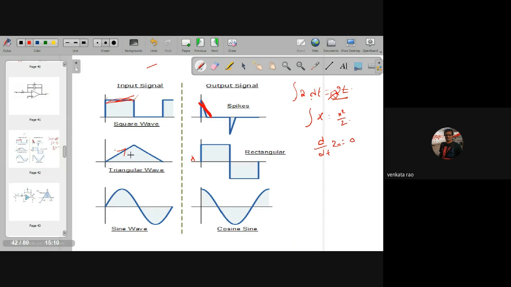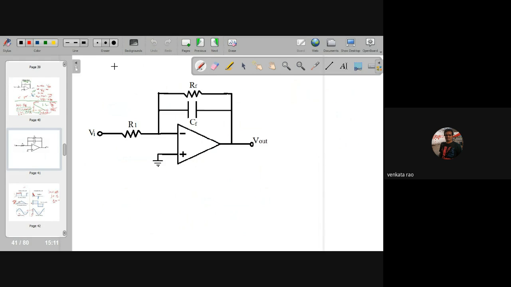This is the output for a differentiator. These are the waveforms for differentiator. This is for integrator. For sine, we have cosine. For sinusoidal, cosine wave. For cosine, sinusoidal. Because integration of sine is cosine, and differentiation of sine is cosine. Just apply whatever the regular cosine and sine concepts are. That's enough. So now I am going to the practical integrator.